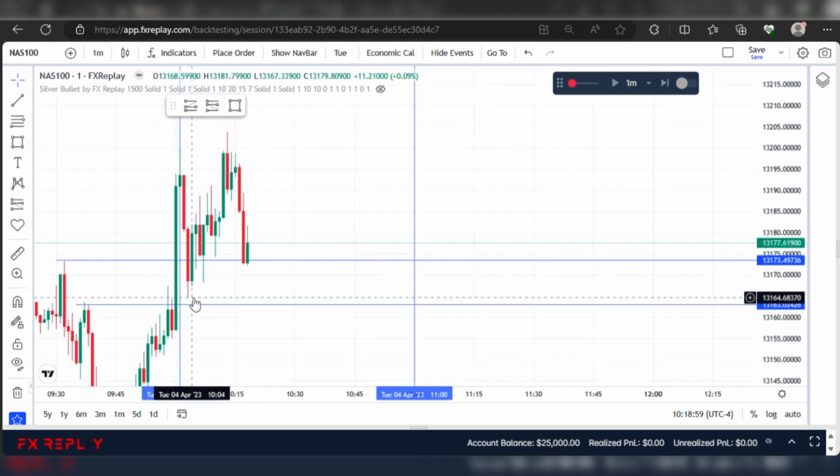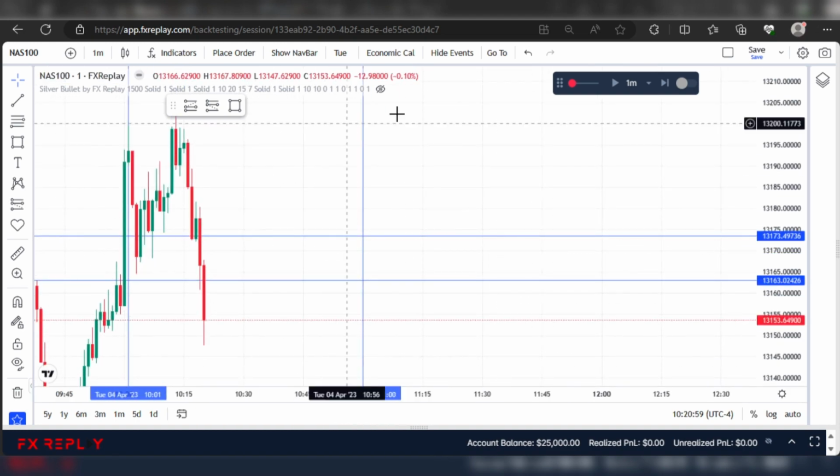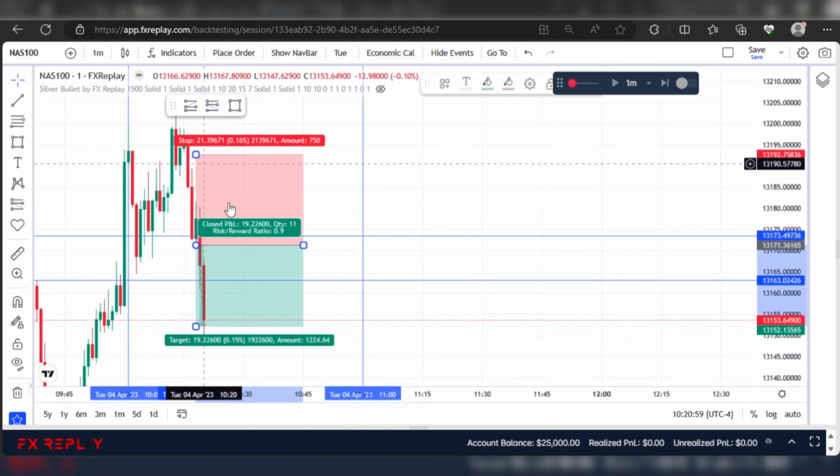Before you start live trading with the ICT Silver Bullet strategy, remember to backtest and practice thoroughly.